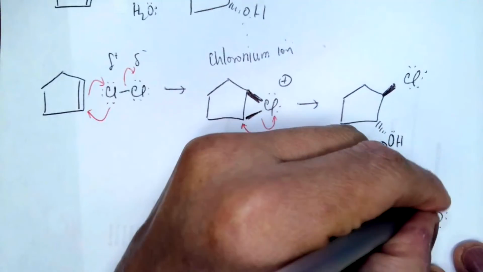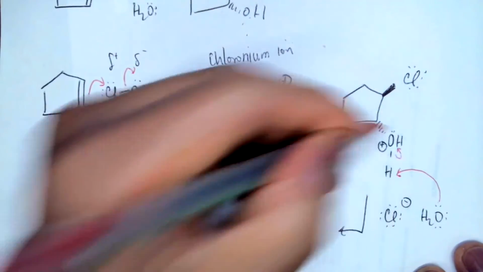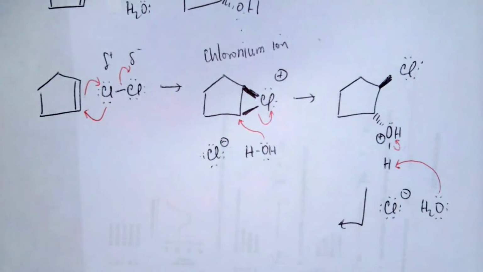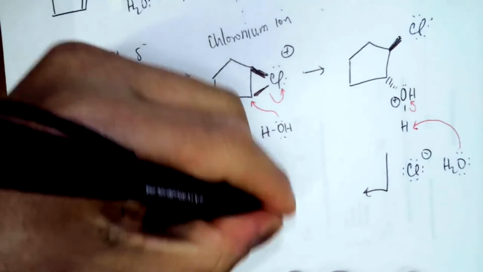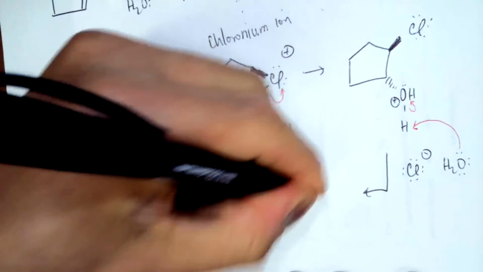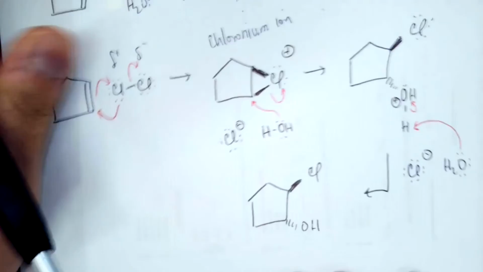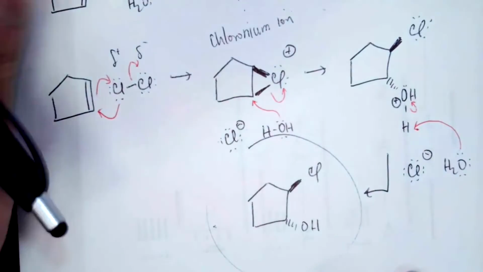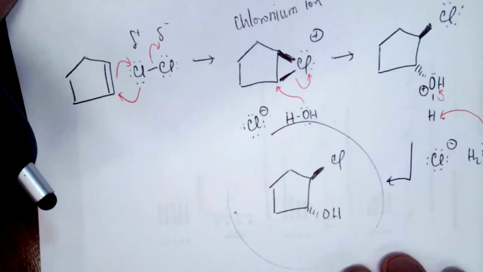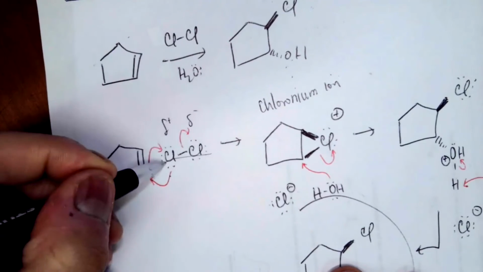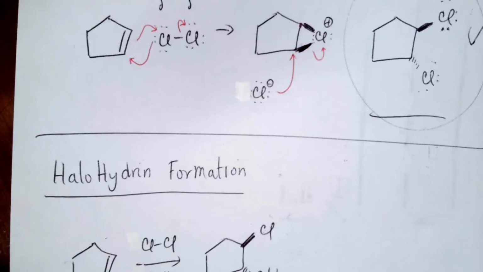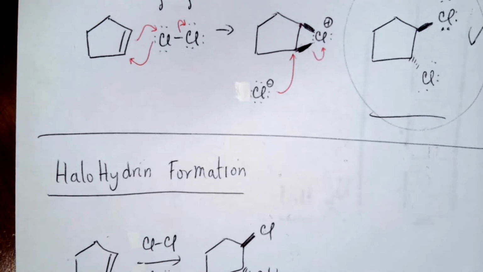You can see I prefer to do water. Water and then that one, it's a proton transfer. I get the product. That's what I wanted, right? So this product, this one is what we call a halohydrin formation. Here I'm doing it with chlorine, but you can also do it with bromine. Bromine is also one of the eligible halogens for the halohydrin formation. Okay, so let's go back to the slides.